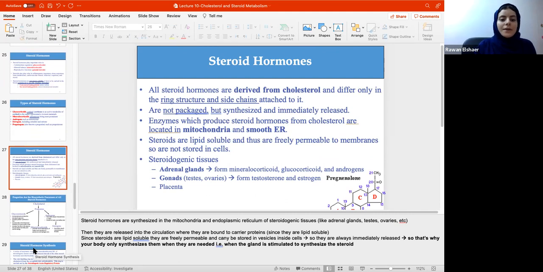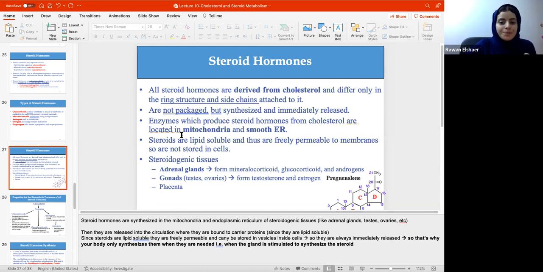So how are steroid hormones synthesized? Steroid hormones, as I said, are derived from cholesterol, and the different steroids only differ in the ring structure and the side chain attached to it. Because they're so lipid soluble, they're not packaged or stored inside the cells. As soon as they're synthesized, they immediately diffuse across the membranes and leave. That's why your body does not synthesize steroids 24/7. It synthesizes them when they're required, when the cell is stimulated to synthesize them, and that's when they're released into the blood.